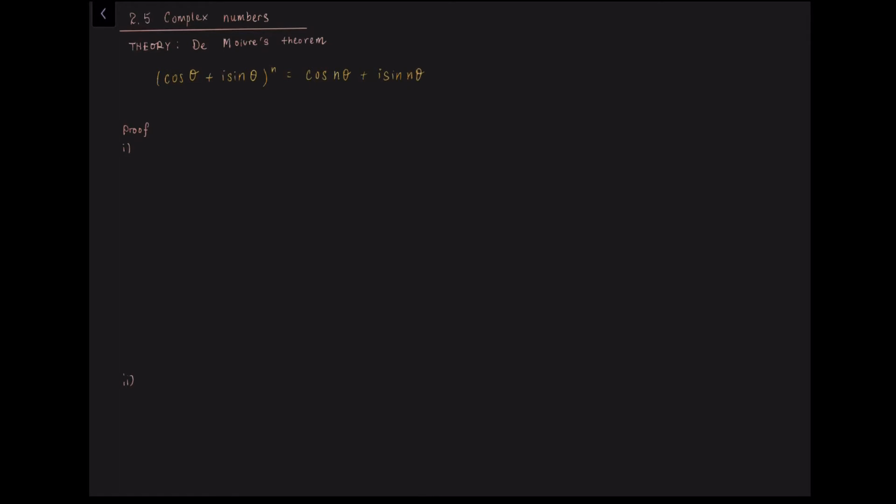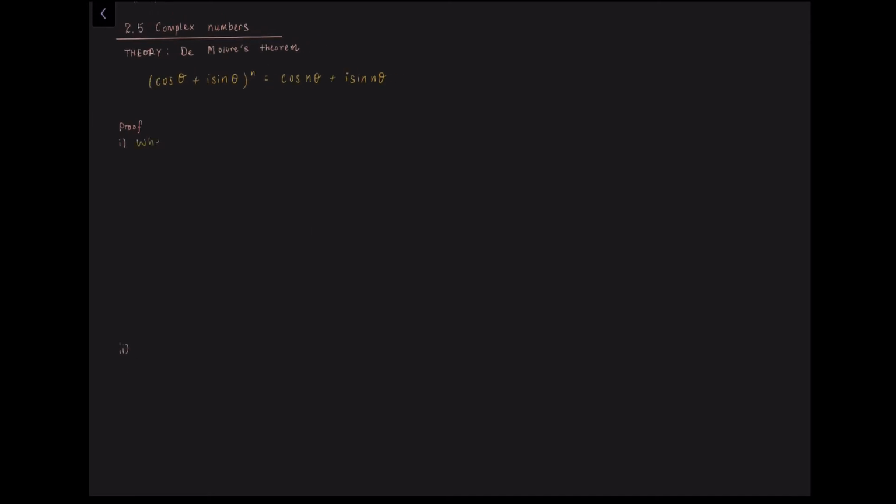Alright, the proof of this theorem is done in 3 stages. Let's look at stage 1, where n equals all positive integers. We can prove this using proof by induction. So we start with the first proposition. We say that (cos theta + i sin theta)^n equals cos n theta + i sin n theta for some positive integer n.